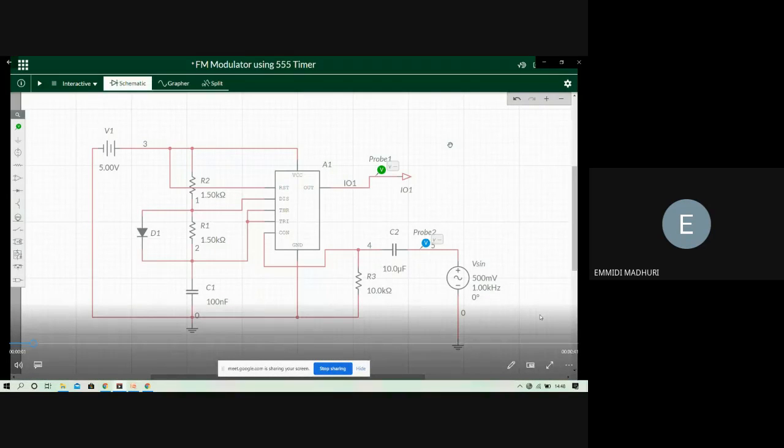Now we can see the circuit diagram of the FM modulator using the 555 timer. This is the 555 timer IC. Various pins are connected to the resistors and diodes. Here a VDC voltage source is used and a V sign is used. Two probes are connected.